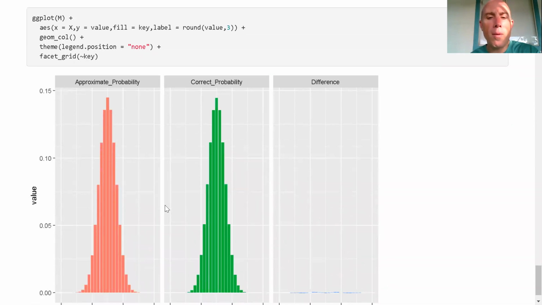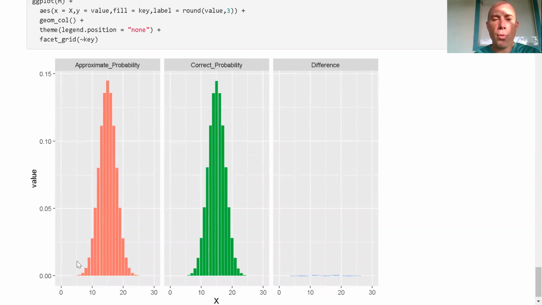Just to put it on one scale, I use ggplot to put the three of them together. Here's the approximation of the probability, and here's the correct probability. If I subtract, you can barely see it down here. There's just a tiny bit of blue right here, and that is the actual difference between the approximation and the correct value. So this confirms that using the normal distribution to approximate the binomial is a good idea. For situations where computing those n-choose-k values gets more complicated, it's just better to go to the normal distribution with a tiny bit of error.